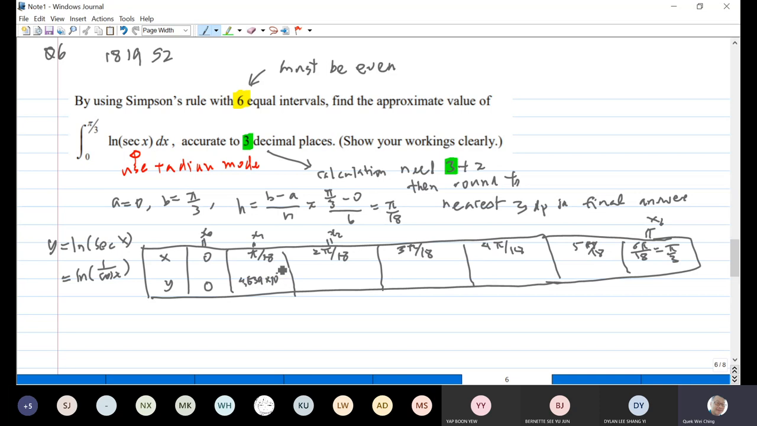4.6395 × 10⁻⁶. So what does it mean? Okay, I don't want the scientific notation. Wait a bit. Very, very misleading. So I find that this question is very tough. Okay, let's see this one.